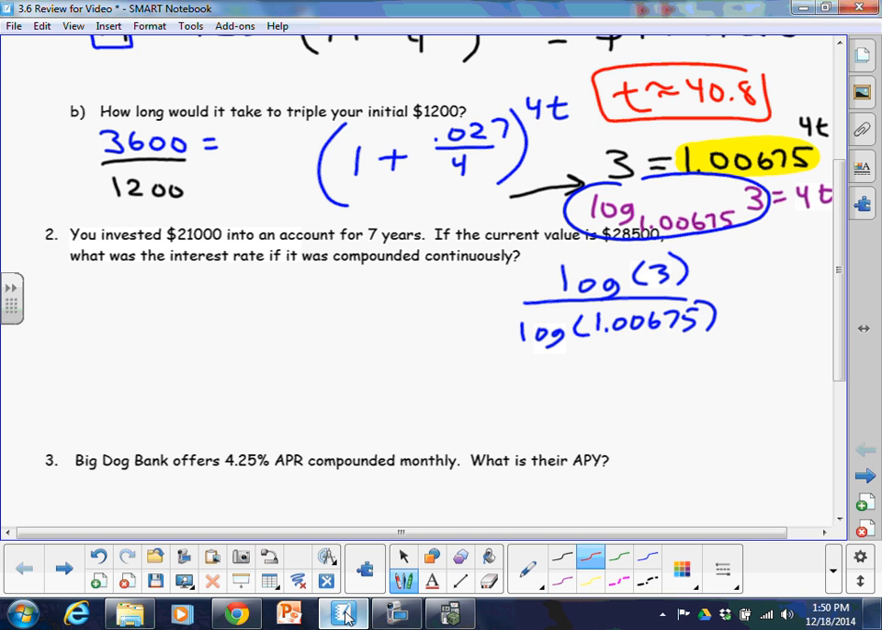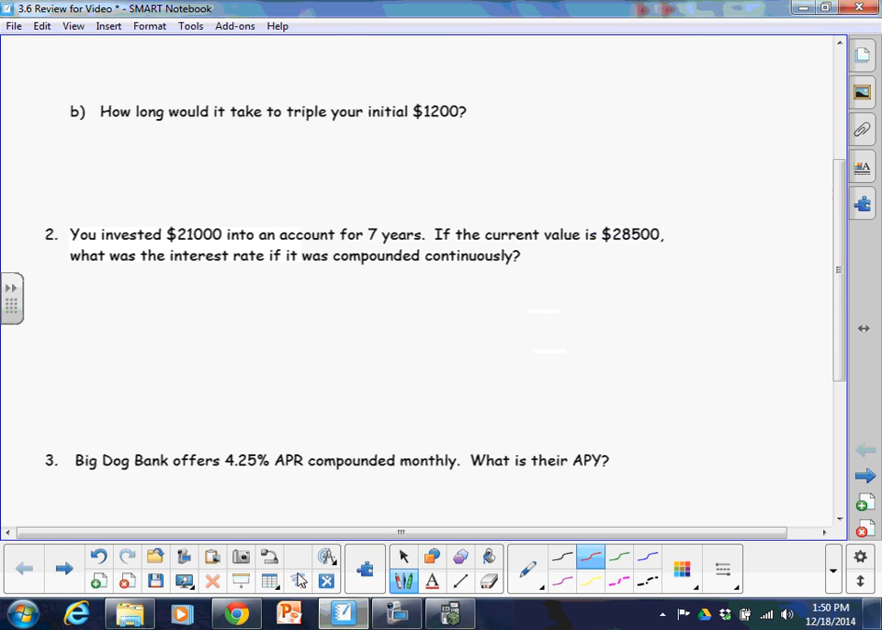All right, next problem. We invest $21,000 into an account for 7 years. The current value, or like the later value, is given. What was the interest rate that made this happen, basically. So this is the other case where it's continuous, so we're going to use the formula with the e in it. Principal times e to the rt power.